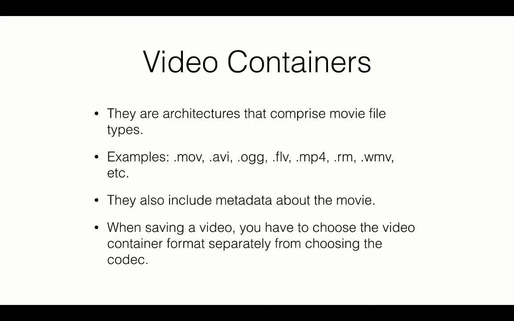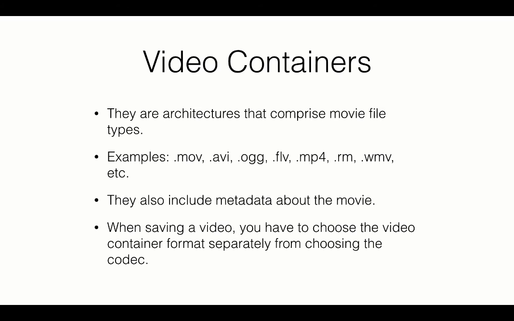So lastly, video containers. They are the architectures that comprise movie file types. Examples would be .mov for QuickTime movies, .avi for Windows video. OGG is a standard web format video. FLV you don't see as much anymore, but that's Flash video. MP4 is going to be the most common type nowadays that you're going to see. RM would be Real Media. You hardly ever see that anymore, and there's some other ones too, but these are file types. The containers are the file types. They also include metadata about the movie.